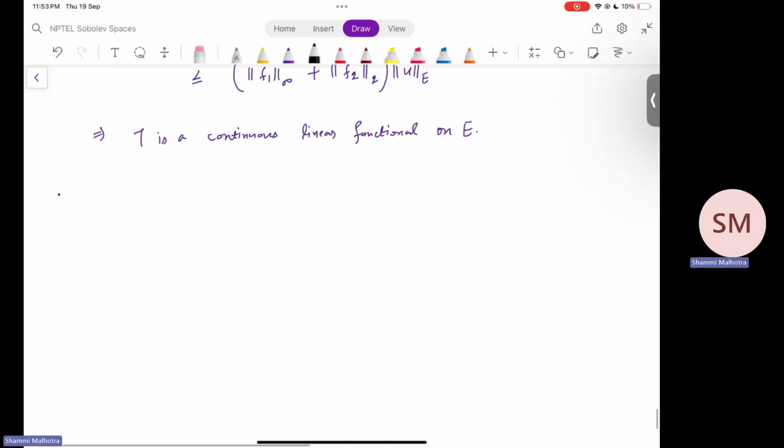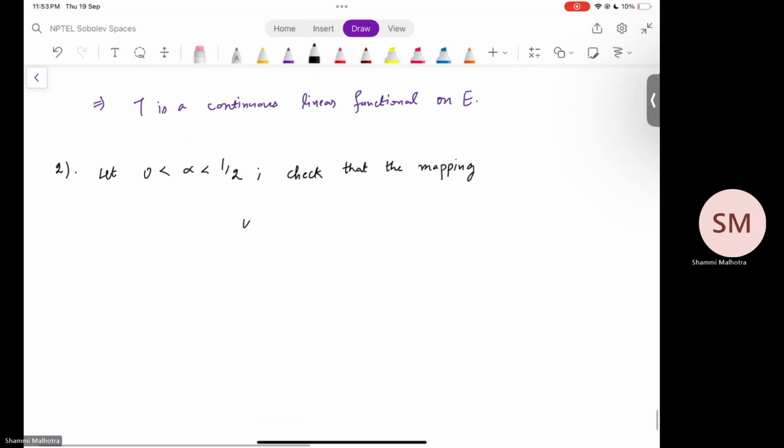So now the next part of the question is: let alpha be between 0 and 1/2. Check that the mapping u goes to the integral of u(x) divided by |x| to the power alpha dx is a continuous linear functional on E.